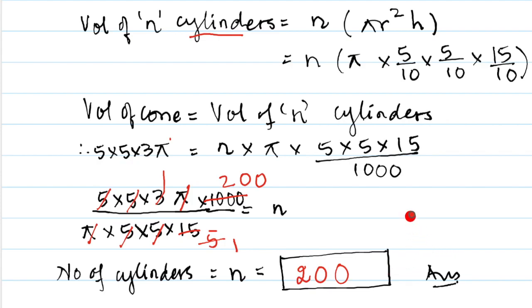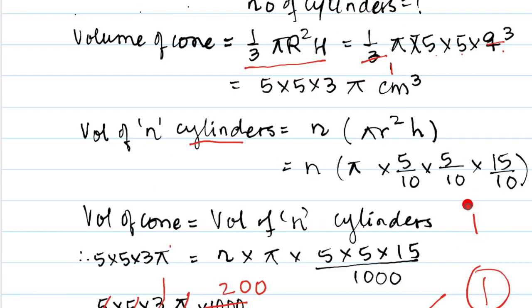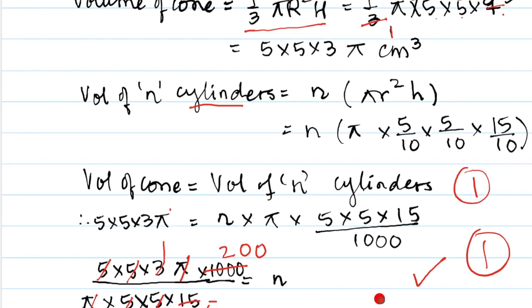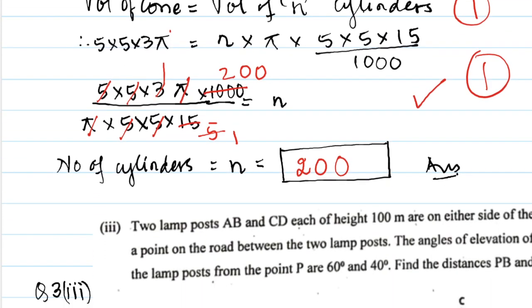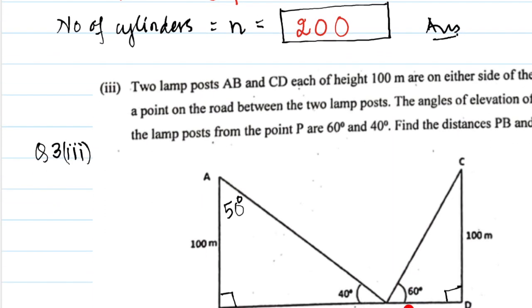So we will have to equate this. This will be your 1 mark, and to write these together like this, that will be your 1 mark. Okay, so that's how we get the 2 marks for this question also.